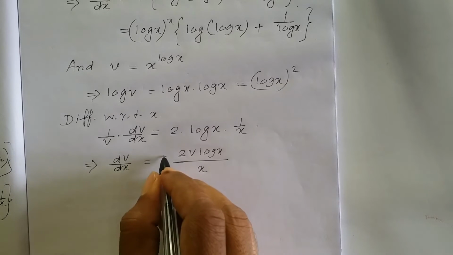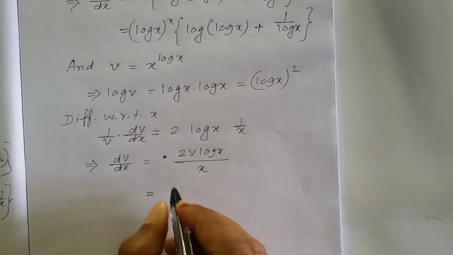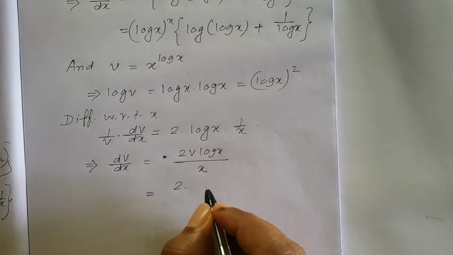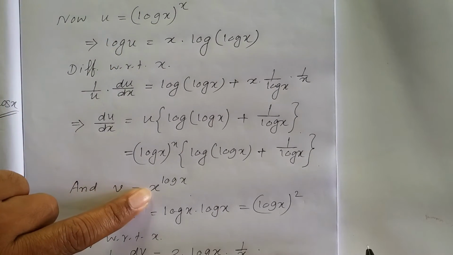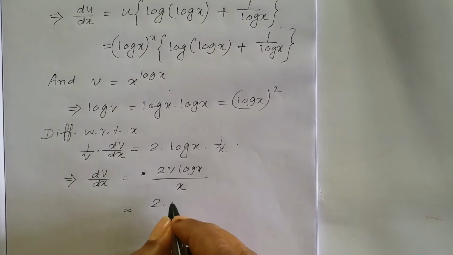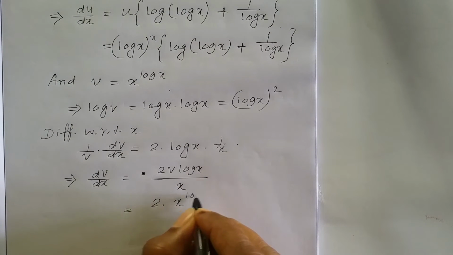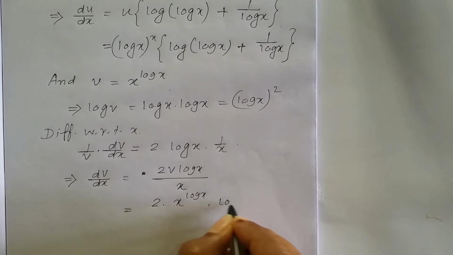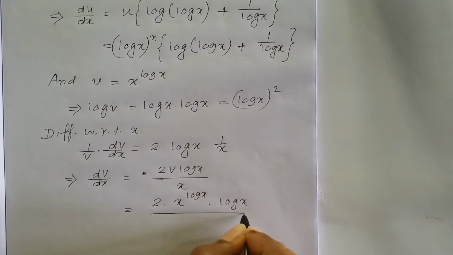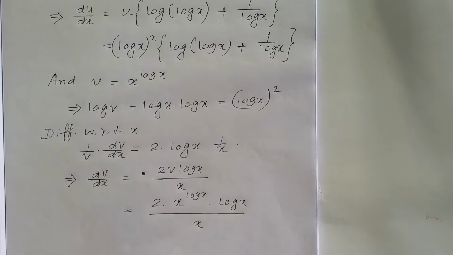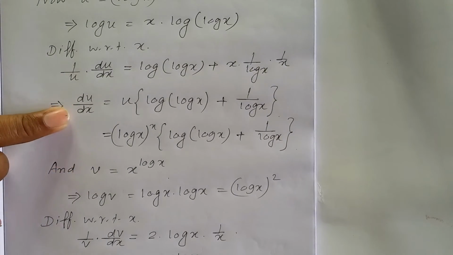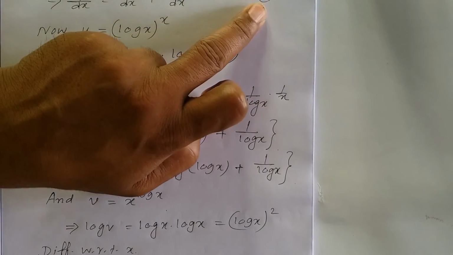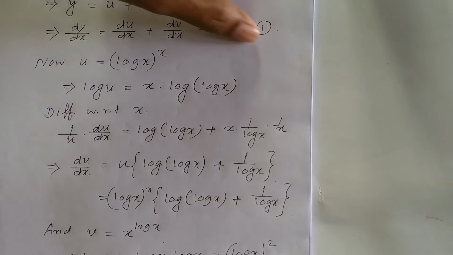And what is v? v was equal to x to the power log x. So you write here 2 into x to the power log x into log x divided by x. So now dv dx and du dx, these two results should be used in equation number 1.